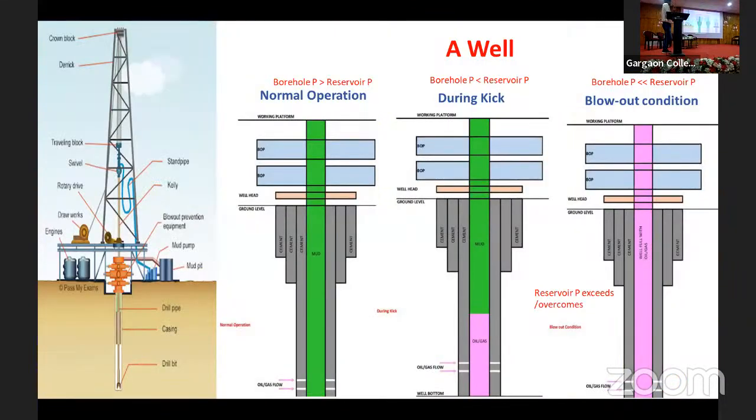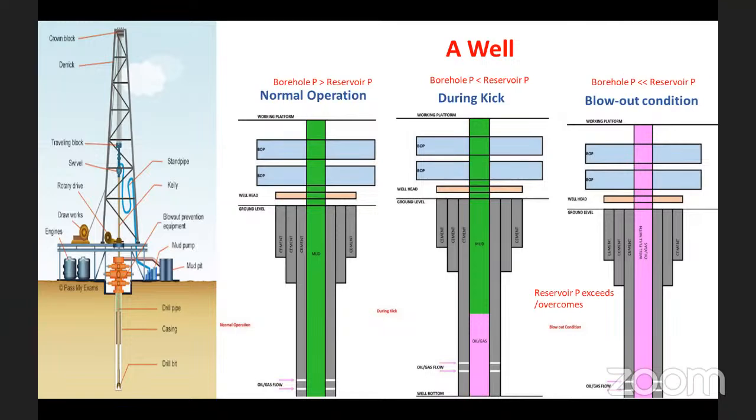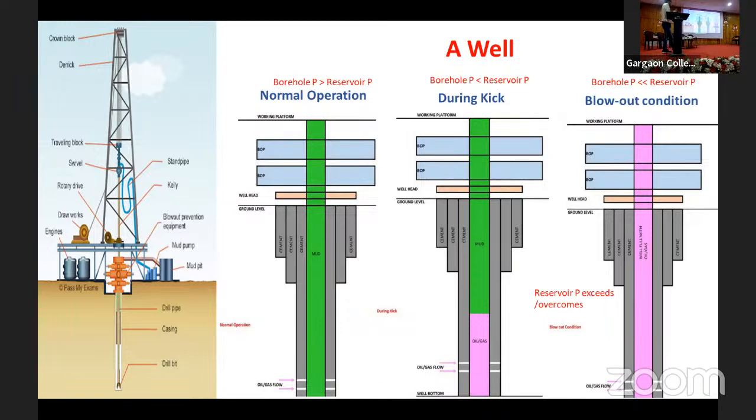So I am showing a well in normal operation, drilling deep. The oil and natural gas people are injecting some kind of mud into this borehole, because there is a pressure called reservoir pressure, exerted by the fluids in the reservoir, and then borehole pressure is generated against the reservoir pressure. That is normal operation. When the reservoir pressure gets higher than the borehole pressure, you can see some oil and gas here. If the situation is not controlled, then a blowout condition occurs. You can see that the whole column is filled up with oil and gas.